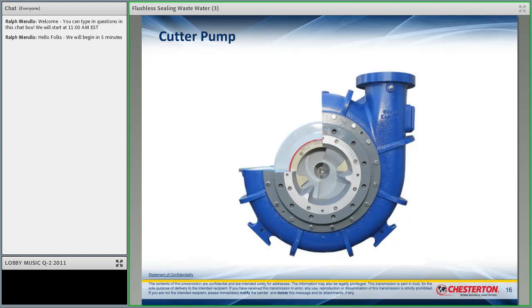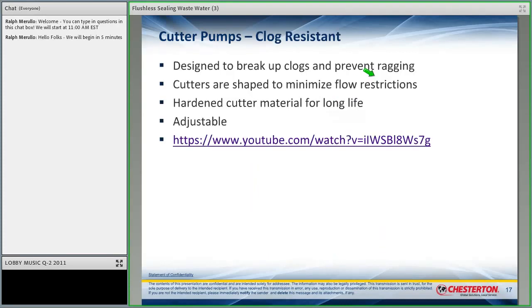Okay. And if the customer can use this style of pump and cut this fiber up so that it passes out the discharge of the pump here, as opposed to collecting in the seal chamber, fantastic, right? Absolutely. That really helps the seal vendors.